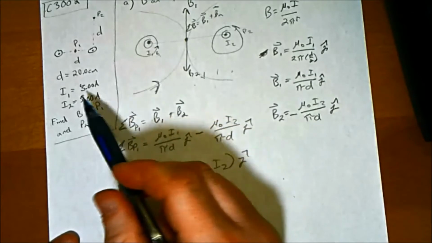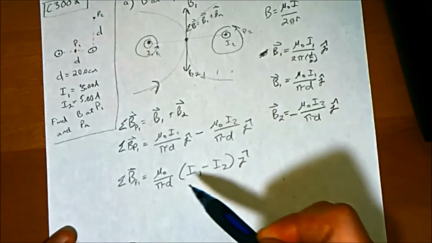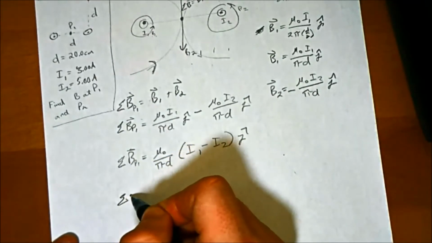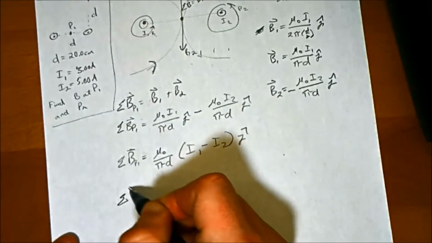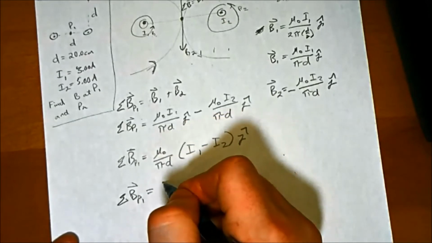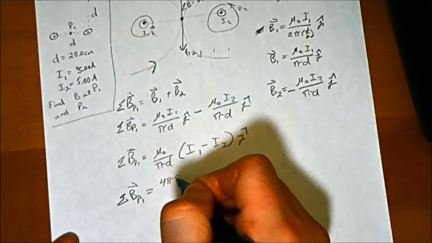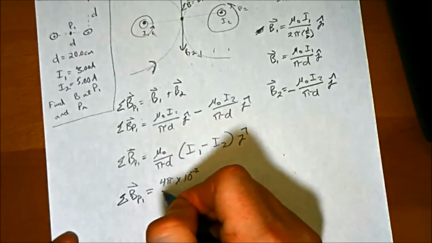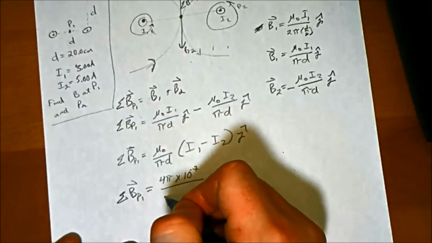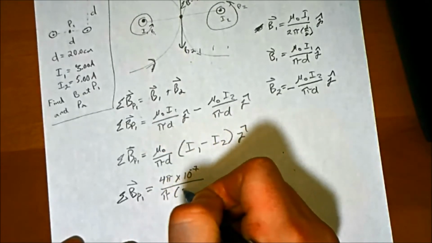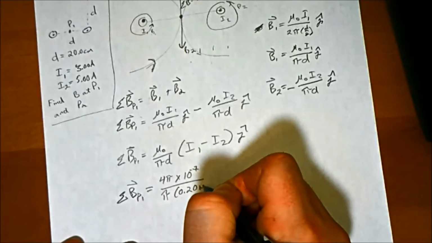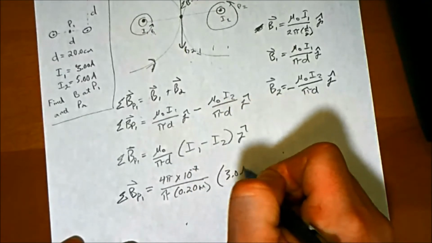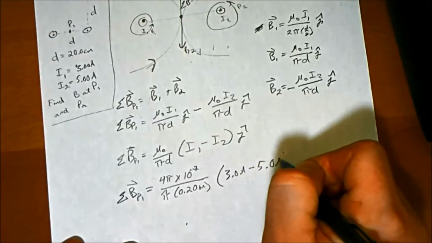Which one has the larger current? That's I2. So this is going to end up being in the negative direction. If I put in the numbers for this, the permeability of free space is 4 pi times 10 to the negative 7. I'm leaving the units out right now because I'm being a little lazy. Pi times 0.20 meters. I1 is 3.0 amps minus 5.0 amps.